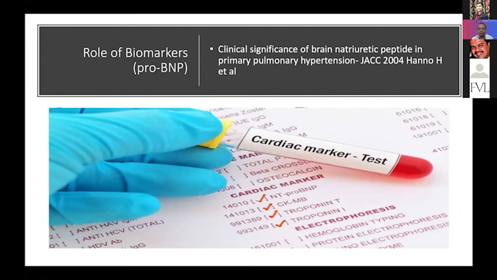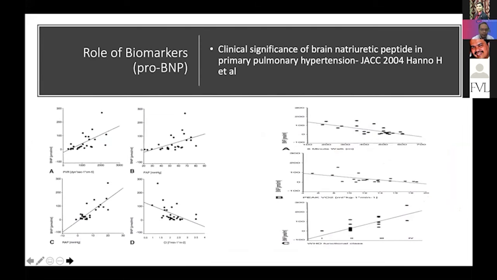Sometimes when you look at a patient who has pulmonary hypertension, because of the strain on the right heart, the heart starts to produce a lot of this pro-BNP. This was shown by the team in Nagaya in 2004, and we can see from this graph that if you have a high BNP, it also reflects a high pulmonary vascular resistance and a high pulmonary arterial pressure. So they go together.